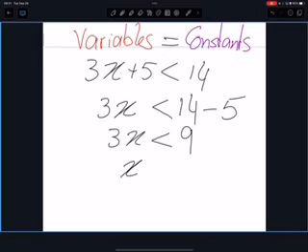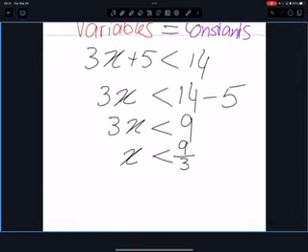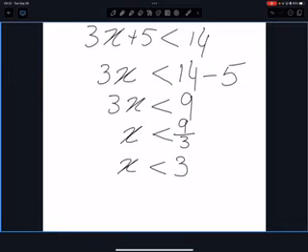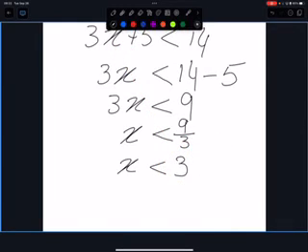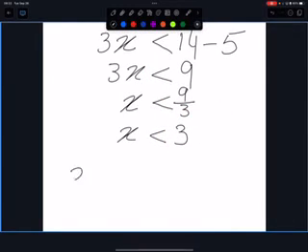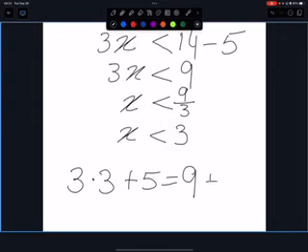How do I get to x? You divide 9 by 3, and your answer is 3. Now, less than 3. So how do you check your answer? Placing this 3 there. 3 times 3 plus 5 equals 9 plus 5 equals 14.